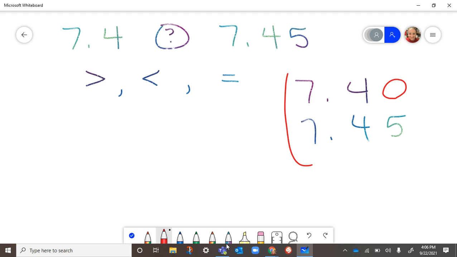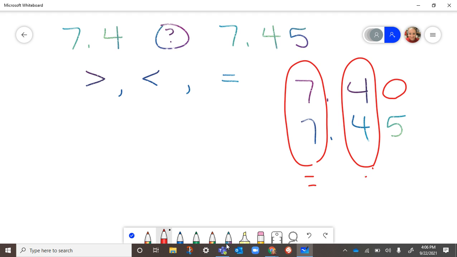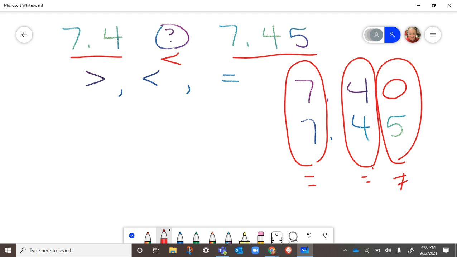So we're going to look in this first column, and I see that those numbers are equal. I'm going to look in the second, in the tenths place. I see that those are equal. And then I'm going to look in the hundredths place, and I see that those are not equal. So now I'm going to make my comparison once I find two things that are not equal. So I know that the 0 is smaller than the 5. So that means that 7 and 4/10 is less than 7 and 45 hundredths.